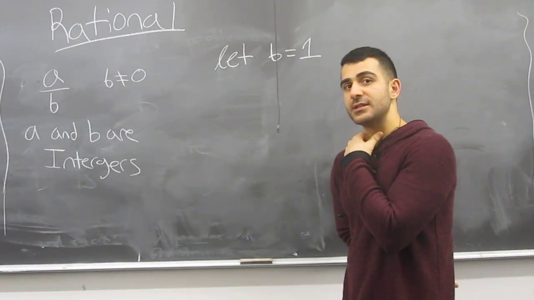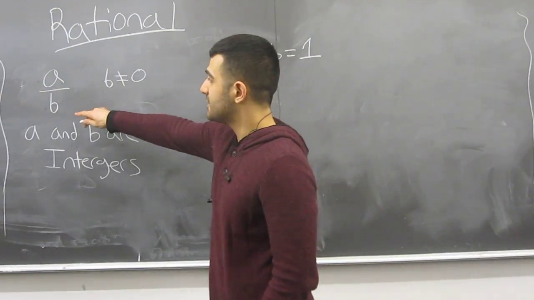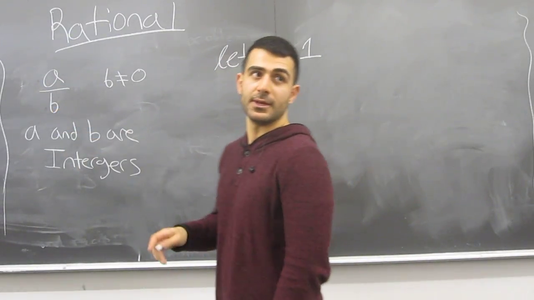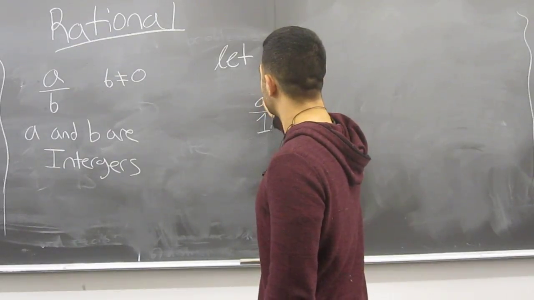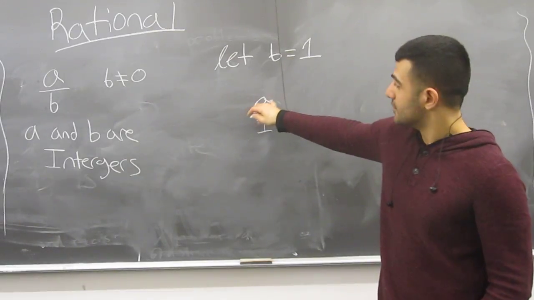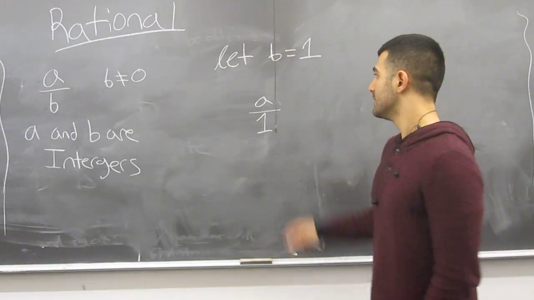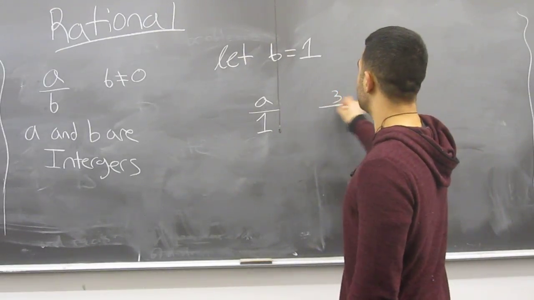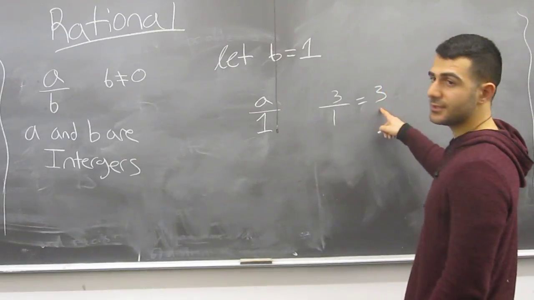Any integer number is also a rational number. So let's just say we let the bottom number equal 1. Then, as long as the top number is any integer, which we'll write as a, it should still be a rational number. So let's say I said 3 over 1. That would be the same thing as 3, which is an integer.